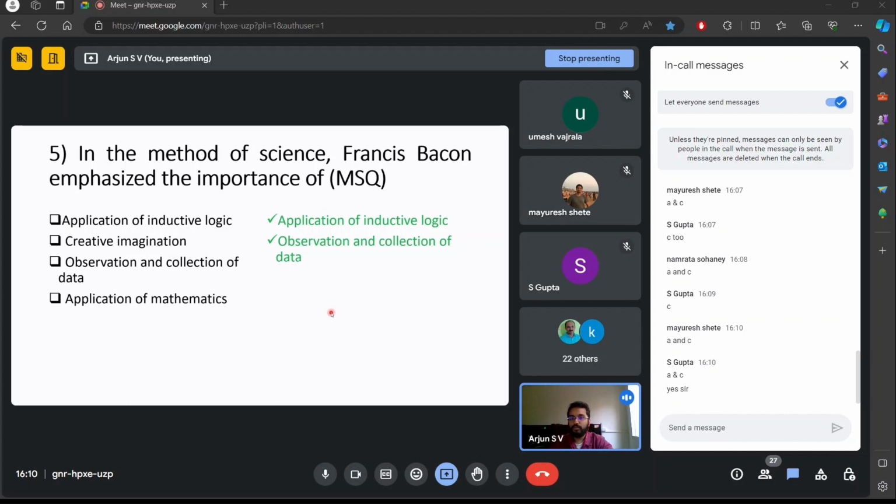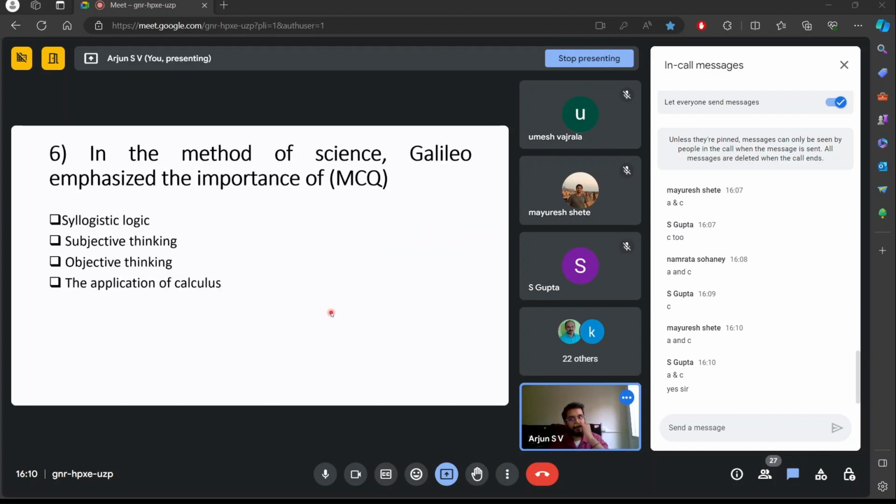If there are no doubts, I'll go on to the next question now. Okay. So in the method of science, Galileo emphasized the importance of.